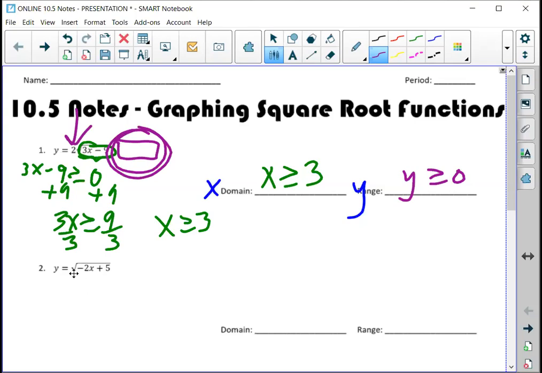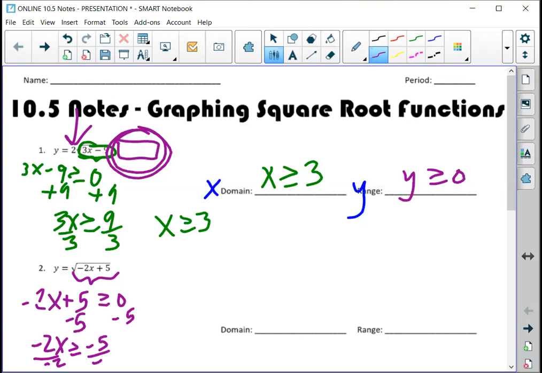So for number 2, we're going to do the same type of thing. We're going to set the stuff under the radical, negative 2x plus 5, greater than or equal to 0. And then we're just going to solve. We're going to subtract 5 from both sides, so we get negative 2x is greater than or equal to negative 5. And then we're going to divide both sides by negative 2. Now here's a part that we do need to be really careful about. Remember, for inequalities, if we divide by a negative number, we need to flip the sign. Instead of greater than or equal to, it's going to be less than or equal to. And then negative 5 divided by negative 2 is 2.5. And again, that's directly going to be your domain. X is less than or equal to 2.5.